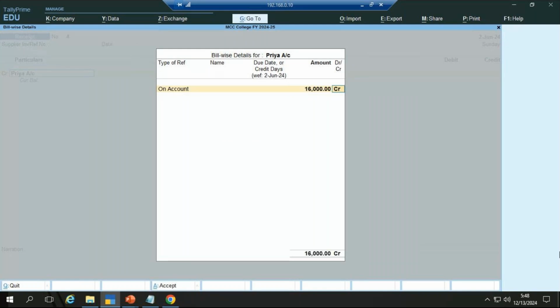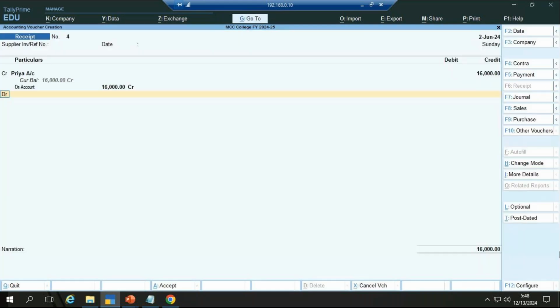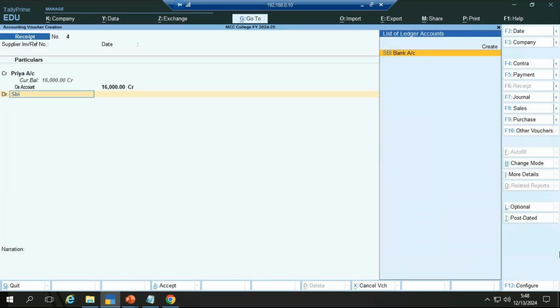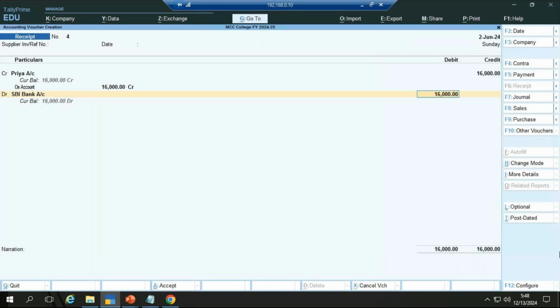Enter, debit. You're receiving through SBI check, so I'm taking here the SBI bank account. Once you have completed this transaction, let me know. We'll continue.